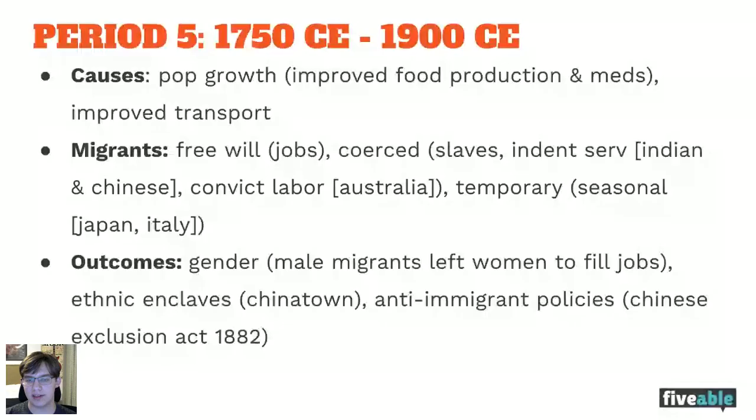So you have male migrants leaving, and women filling jobs. You see ethnic enclaves such as Chinatown and Little Italy, which we'll talk about. And then you see anti-immigrant policies such as the Chinese Exclusion Act of 1882, which I should mention is part of the APUSH curriculum. All right.